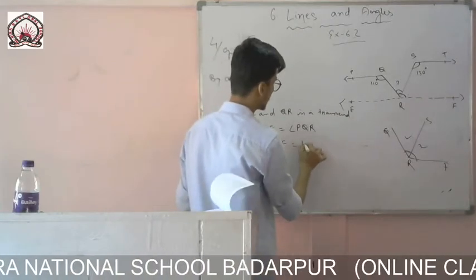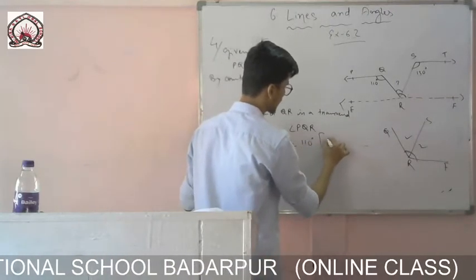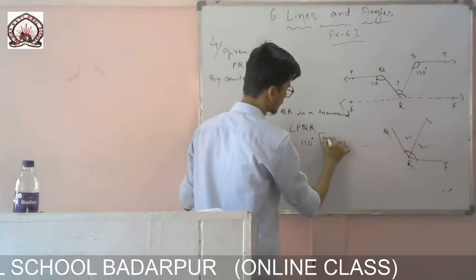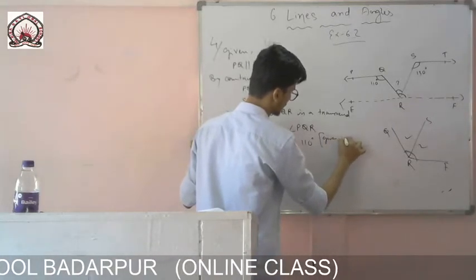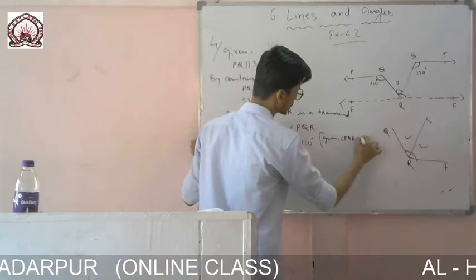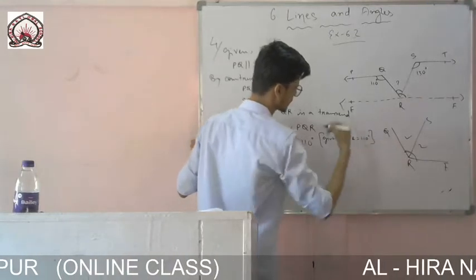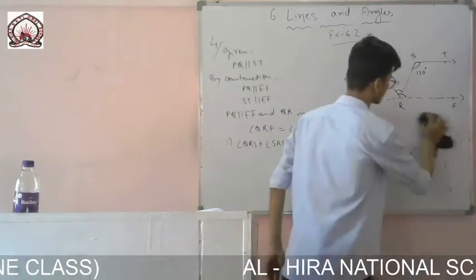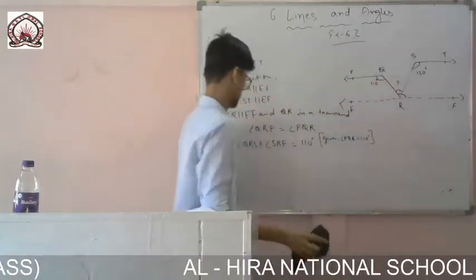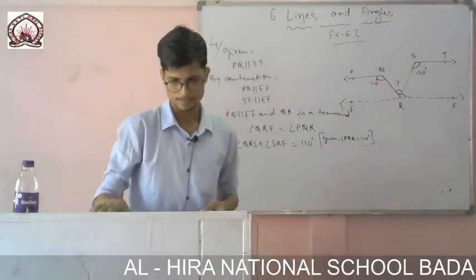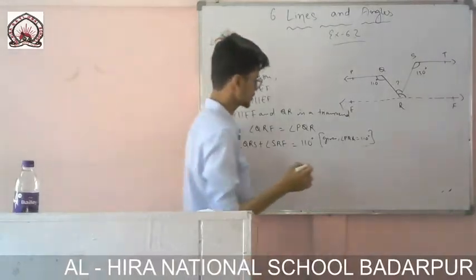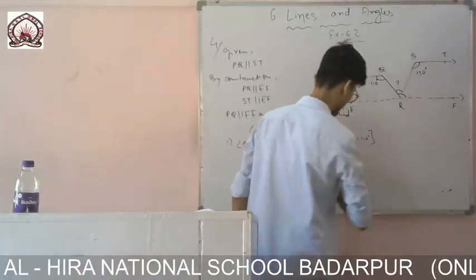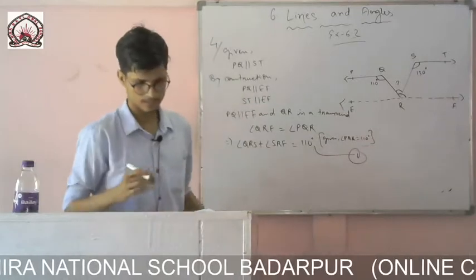It is 110. Since I have not written it for angle PQR, I have to write it: given angle PQR is equal to 110. So this will be our first equation. I will solve it by using this equation.